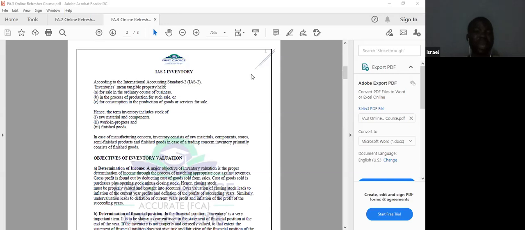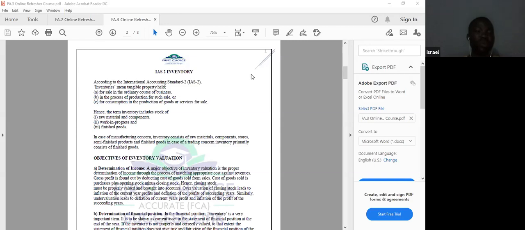They are items held for sale in the ordinary course of business. For example, a company that sells cars: the cars they have there are their inventory, because the reason they have the cars is for sale. So you can't classify it as a non-current asset. Inventories are found under current assets because they are convertible to cash within 12 months.